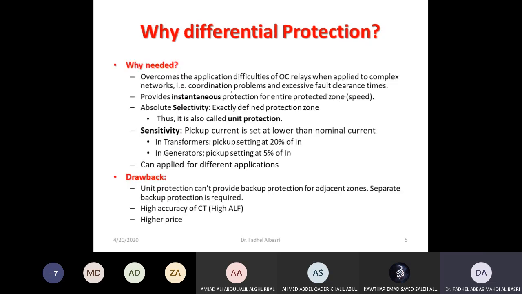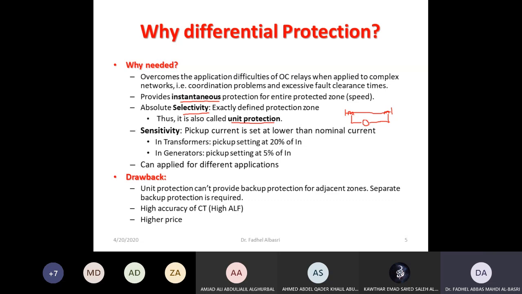Okay, so the advantage of this is that it provides instantaneous action. Okay, fast action. It is selective. Selective means, if I have a line and you provide a differential relay, it takes the difference between two currents. Okay, so this is the differential relay.